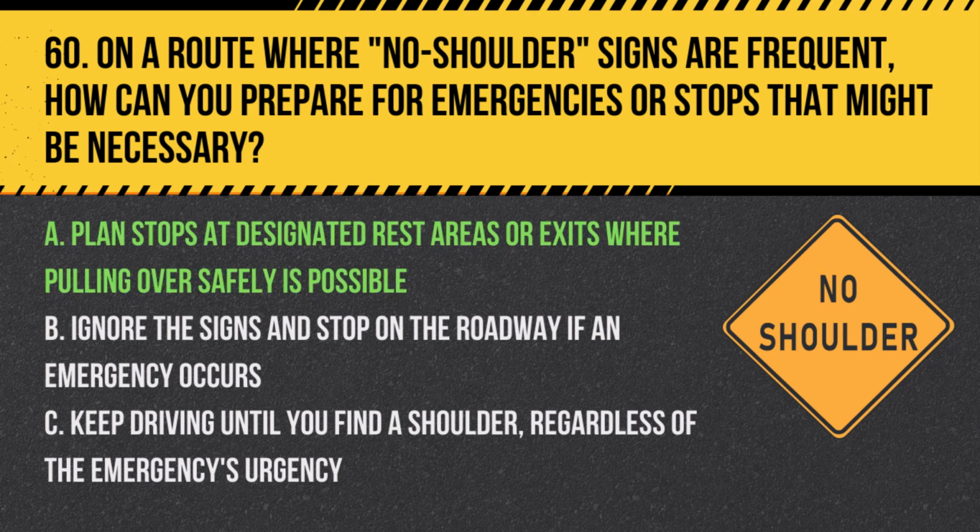Answer. A. Plan stops at designated rest areas or exits where pulling over safely is possible. Knowing that no shoulder signs indicate areas where stopping on the roadside is unsafe, planning ahead for emergencies by identifying safe stopping points, such as rest areas or exits, is crucial for safety.